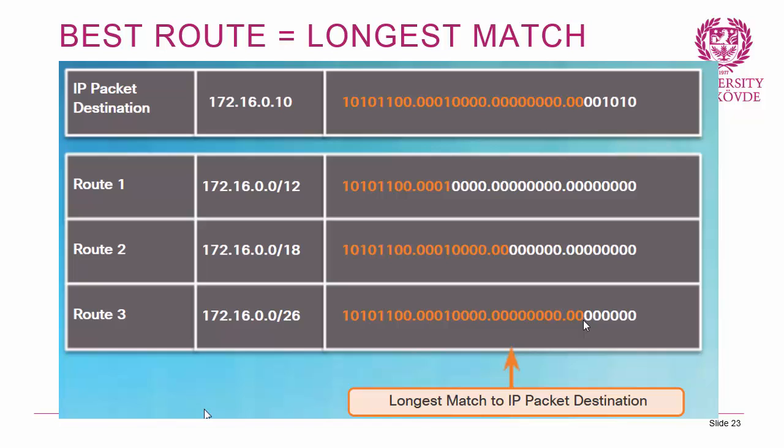Remember that a static default route is a /0, so it's going to match, but with 0 bits, which is a little bit weird. That means it's always going to be the shortest match, meaning the worst, and it's only going to be chosen if there is no other route to that network.